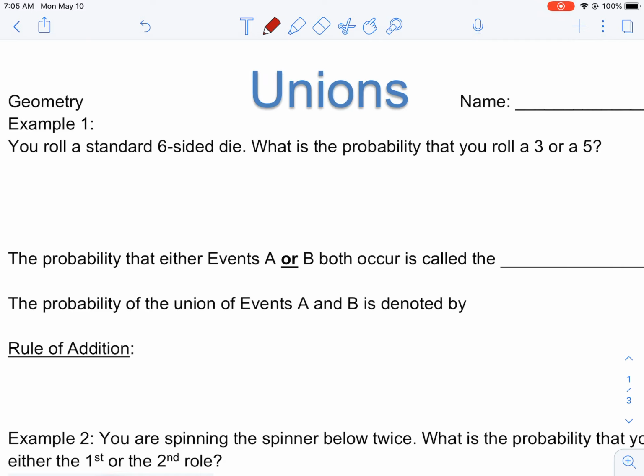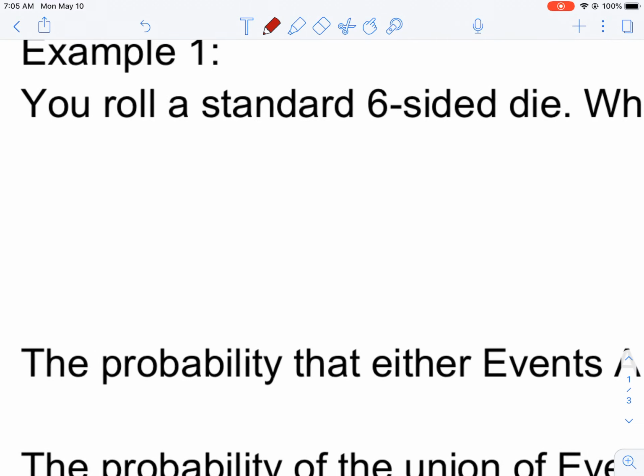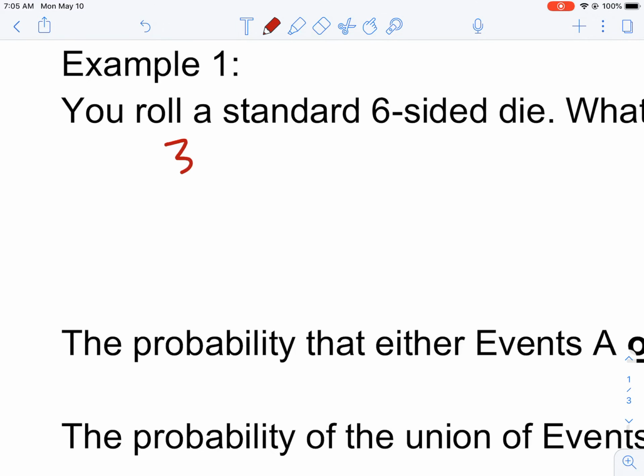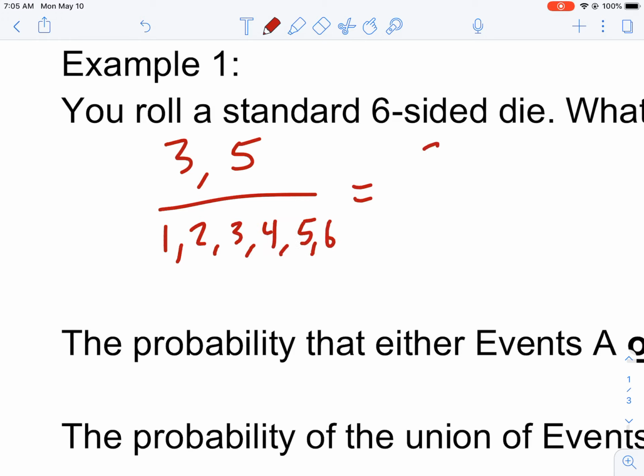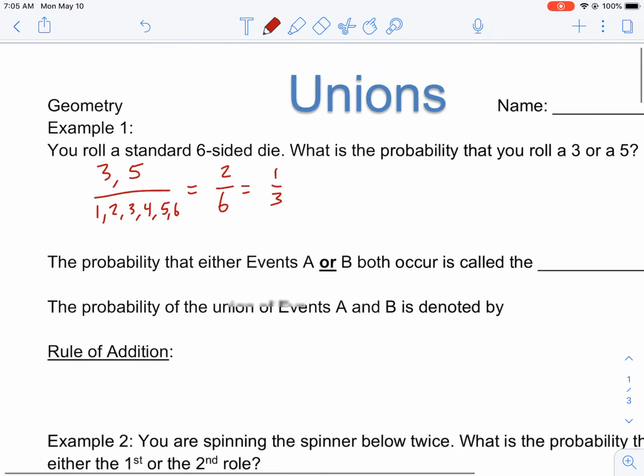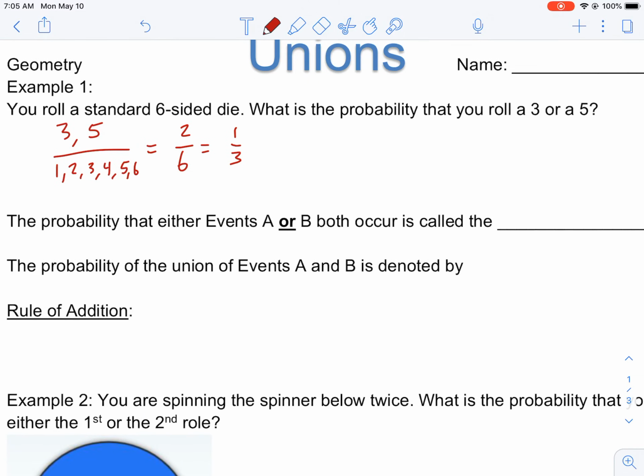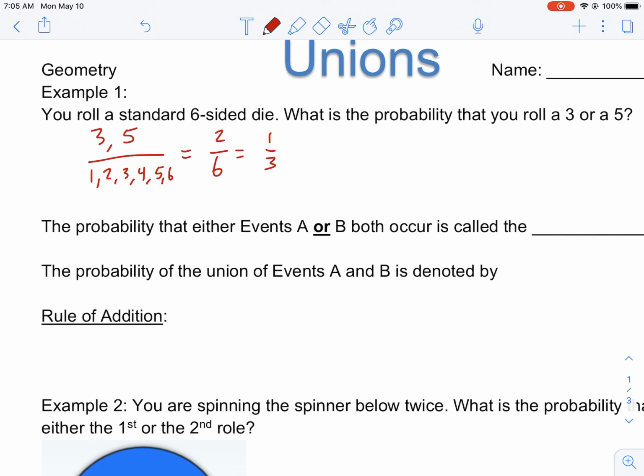You roll a standard six-sided die. What is the probability that you roll a 3 or a 5? Well, if we think about our favorable outcomes from before, we have two favorable outcomes, 3 or 5, out of our 6 total outcomes, which shows that this is 2 out of 6, or 1/3. So you actually have a pretty good chance, not really good, but it's better than just rolling just a 3 or just a 5.